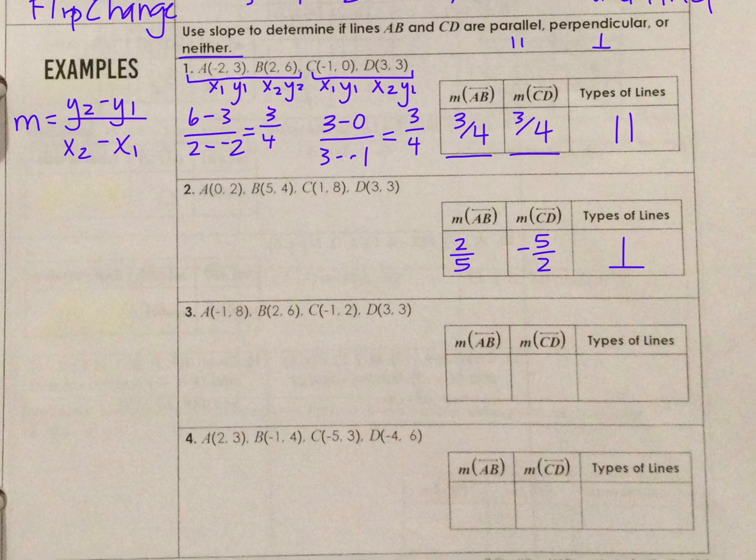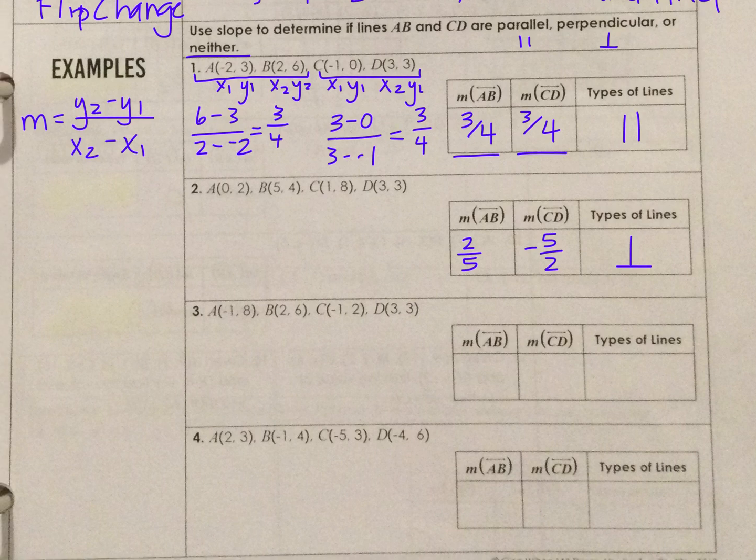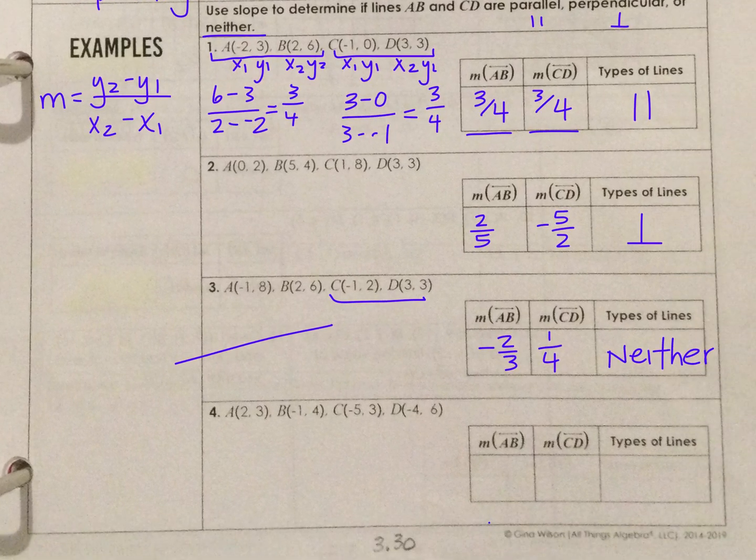Now I'm going to do the slope of this one. I'm just going to tell you, it's negative 2 over 3. The slope of CD right here is 1 over 4. Well, those are not the same, so it's not parallel. Those are not a flip change because they're random numbers, so that means that these are neither. They're just two random lines that maybe could look like that, as opposed to being perpendicular or parallel.